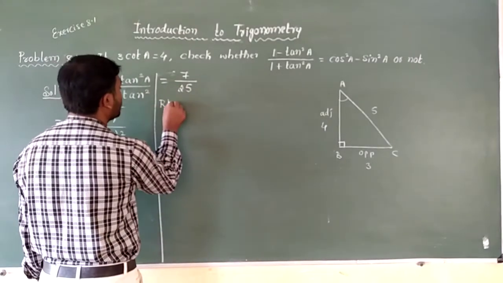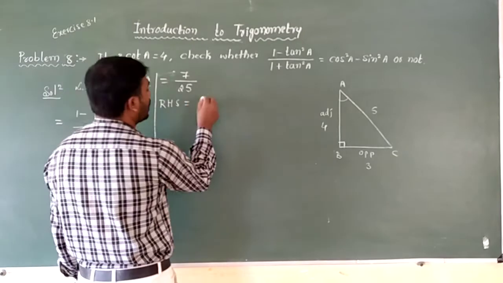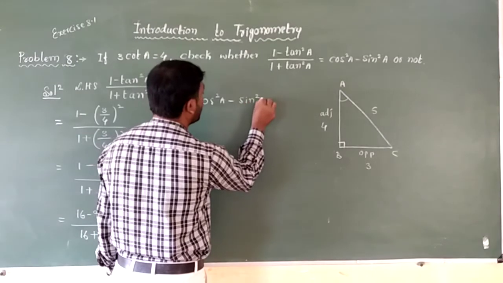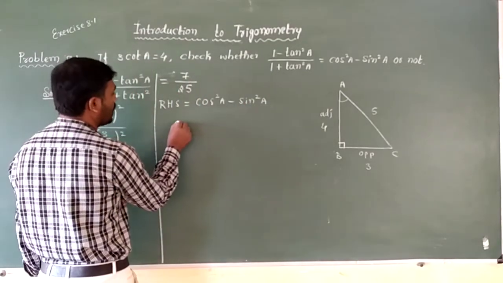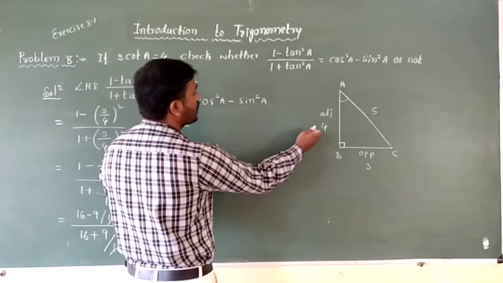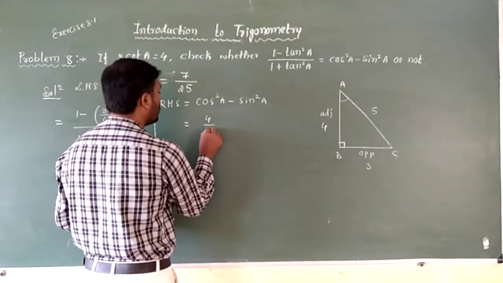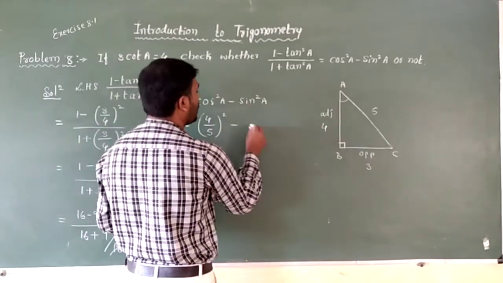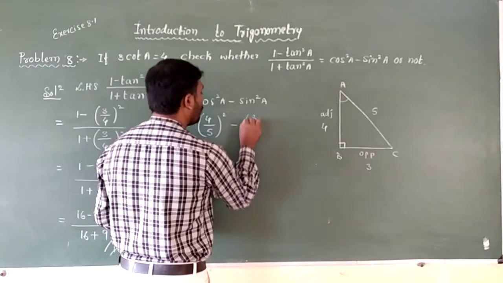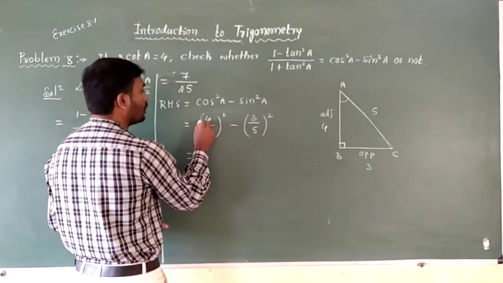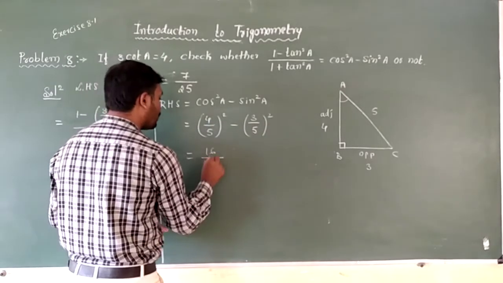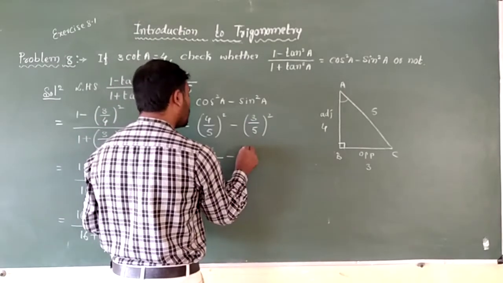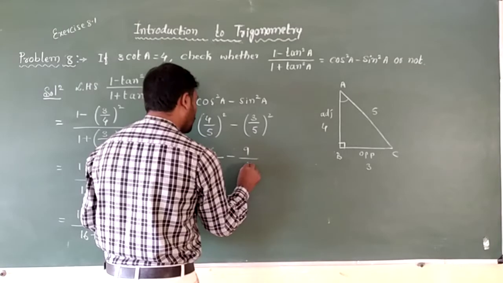What is RHS? RHS is equal to cos square A minus sin square A. So this is equal to, cos is what? Adjacent by hypotenuse. So it is 4 by 5 whole square. Sin is what? Opposite by hypotenuse. So 3 by 5 whole square. So this is equal to 4 square is 16 divided by 5 square is 25, minus 3 square is 9 divided by 5 square is 25.